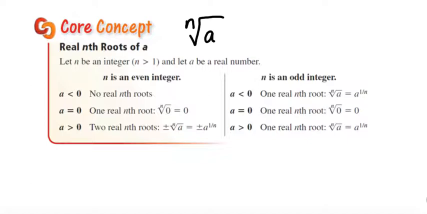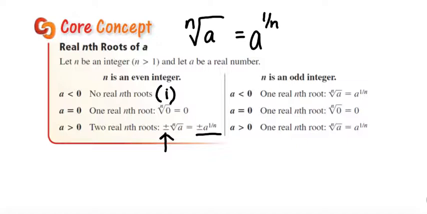If a is less than 0, there's no real nth roots. Remember, that becomes the idea of i. If a equals 0, there's only one real nth root, which is 0. And if a is greater than 0, there are two real nth roots, which means you need a positive and a negative. Now notice it also states there's another way to write an nth root: a to the 1 over n is equivalent to the nth root of a.